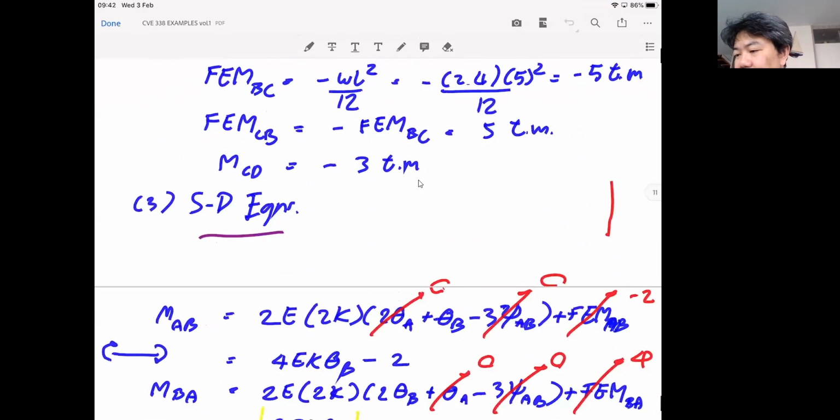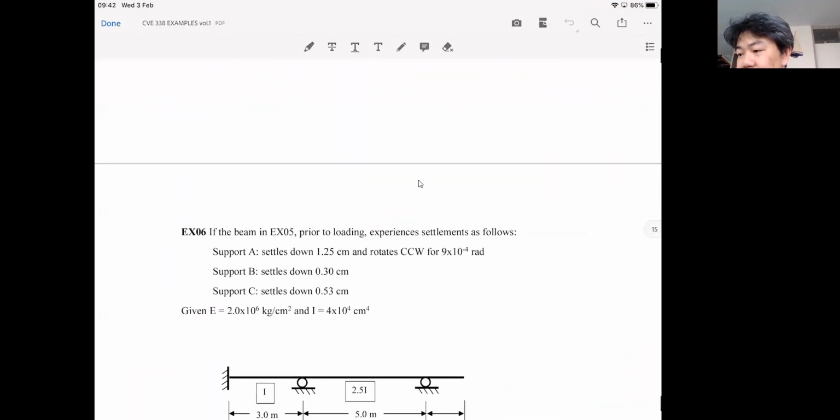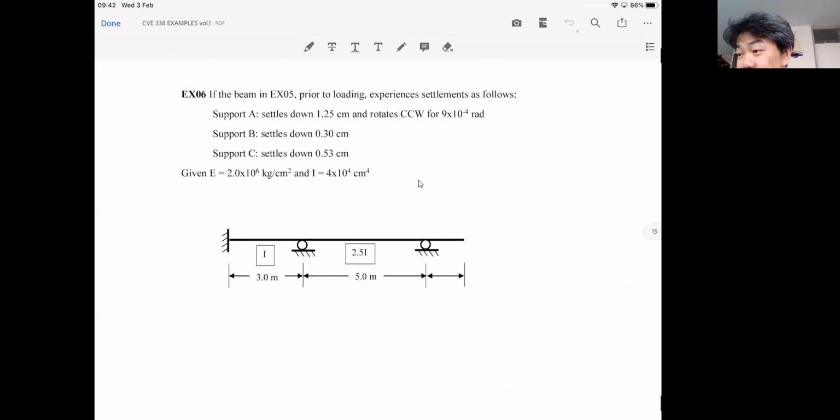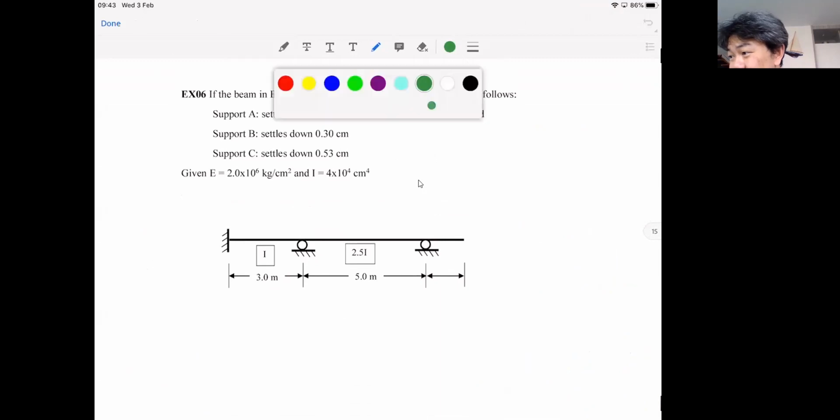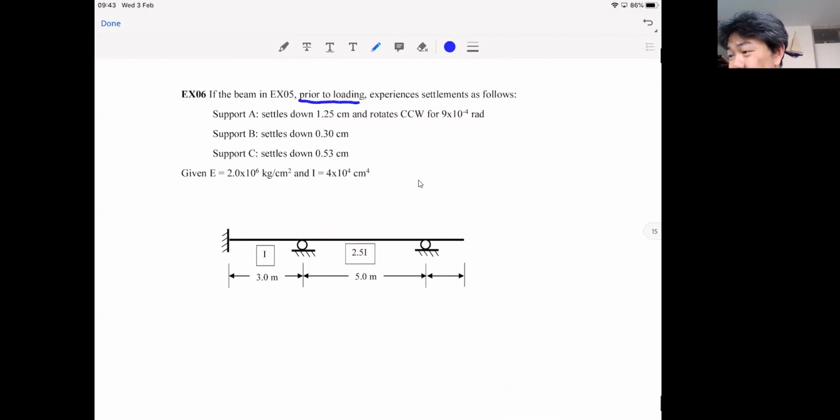But this time, before the loading occurs, before we assign the load to the beam itself, the beam experiences the settlement as follows. At support A, it comes down, even before the loading, for 1.25 centimeters. Support B comes down for 0.3 centimeter.